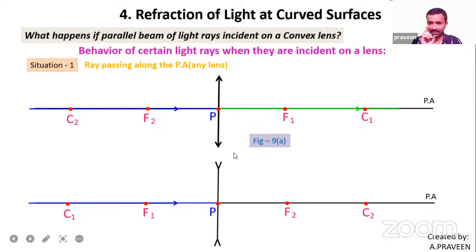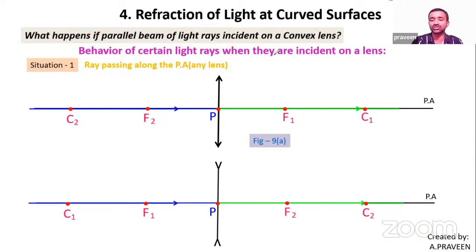So when a light ray is incident normally, there is no refraction. So the light ray propagates without any deviation after refraction, along the principal axis only. After the refraction, the light ray remains along the principal axis. So we can generalize here, a ray passing along the principal axis for any lens.